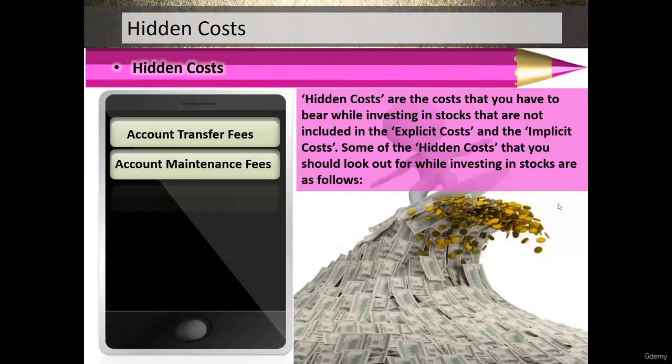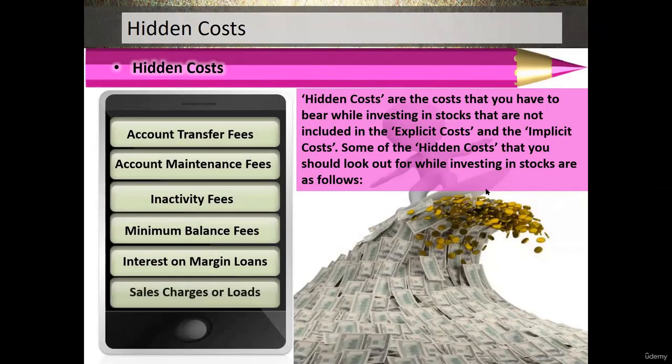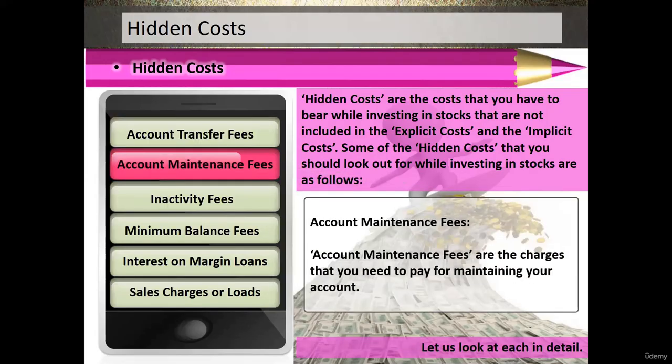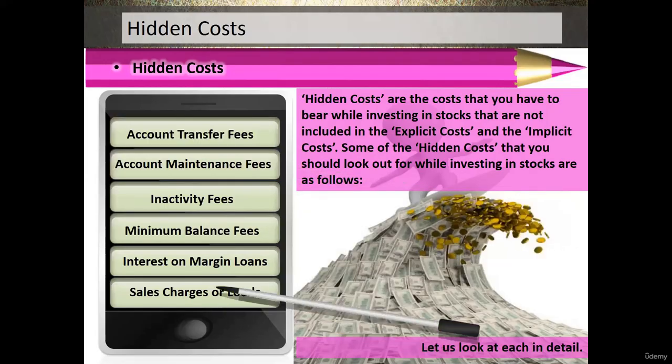Hidden costs are the costs that are not visible on the face, right? These are not included in implicit, neither in explicit costs. These are there, and they come as a surprise to you. So, account transfer fee: let's say you are transferring an asset from one account to another account, so transfer charges will be there. Then whatever account you are maintaining, an account maintenance fee will be there.